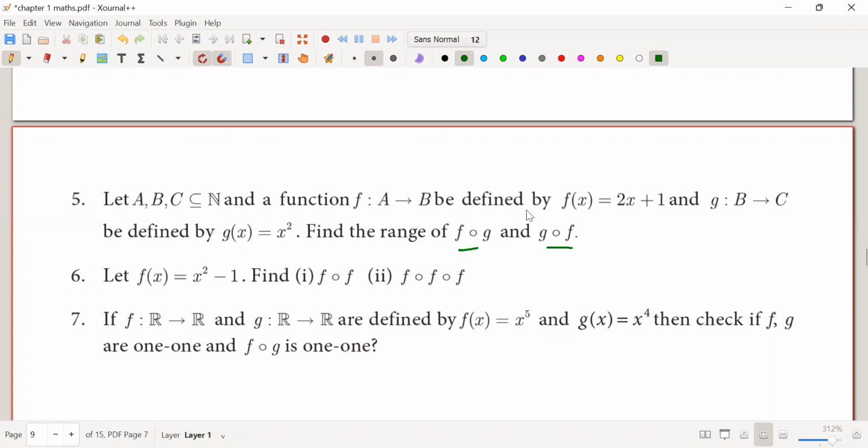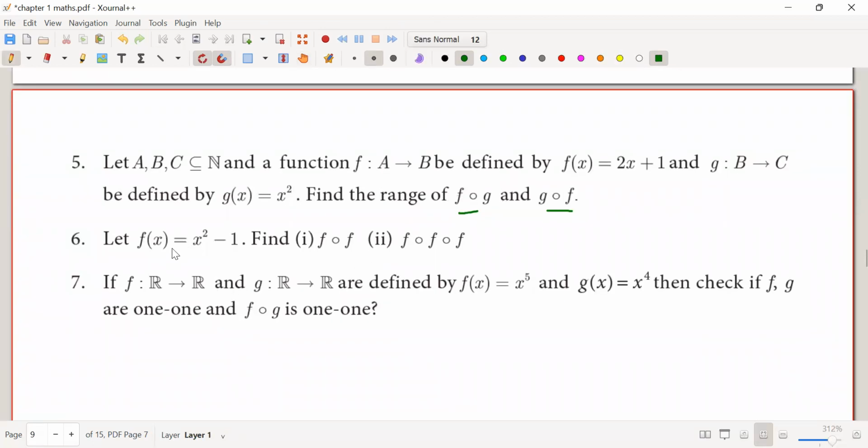g of f. What equation is formed, what equation it will form first. Then apply that equation, check with the diagram, and you will find what is the range of it. It will be from here to here. In the graph, this is the space for that. This is the range of it. We will be getting that.